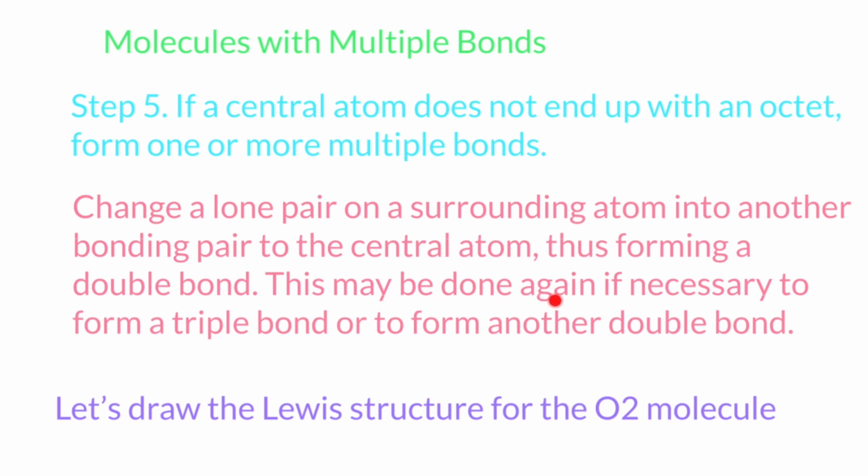This may be done again if necessary to form a triple bond or to form another double bond. So when it is required, it may form two double bonds or one triple bond, or any according to the requirement it forms the multiple bond. So now we'll try one example. Let's draw the Lewis structure for the oxygen molecule.